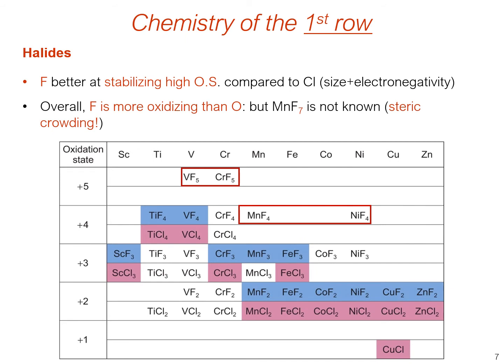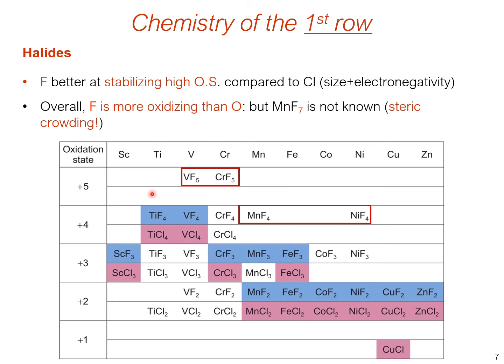Moving on to the halides, I've got a diagram here of the first row of the transition metals again, with some of the fluorides and chloride compounds they can make. Now the ones highlighted in blue are the most stable oxidation states formed by the fluoride, and the ones in pink are the most stable formed by the chloride. So one thing we can notice in the first bullet point is that fluorine is better at stabilizing a high oxidation state compared to chlorine.